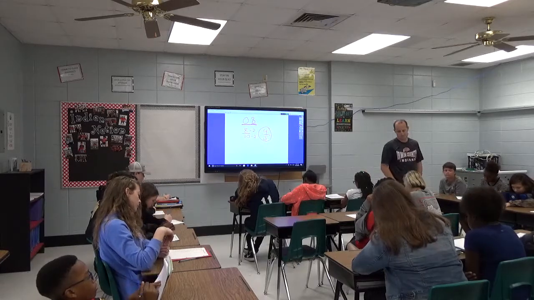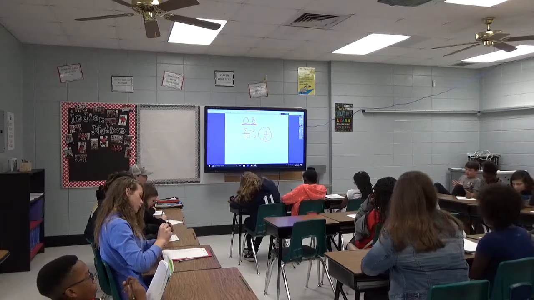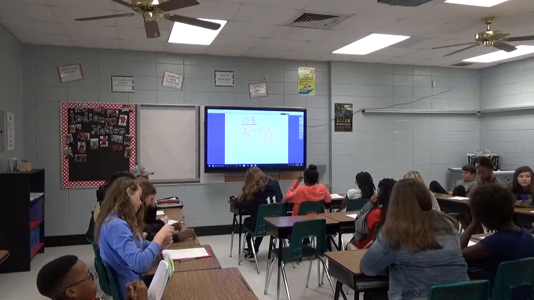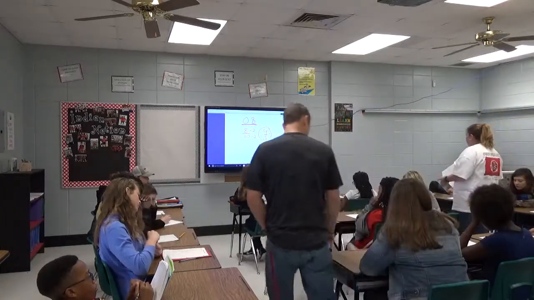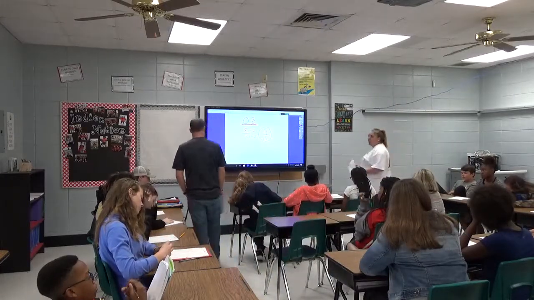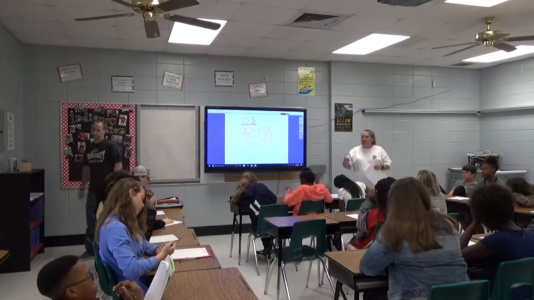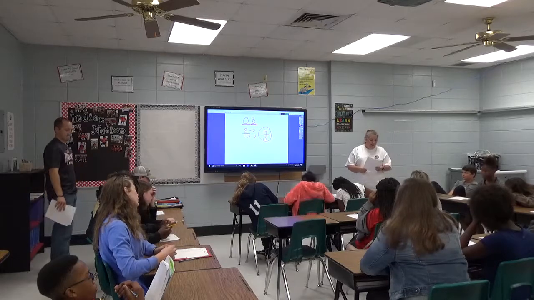45/100 would reduce down to 9/20. Now, if you have a number that has a 5 and a 0, they can always be reduced by 5. That's your divisibility rule. So you saw 45/100, one ended in a 5, one ended in 0, automatically you can divide those both by 5. And you got 9/20.